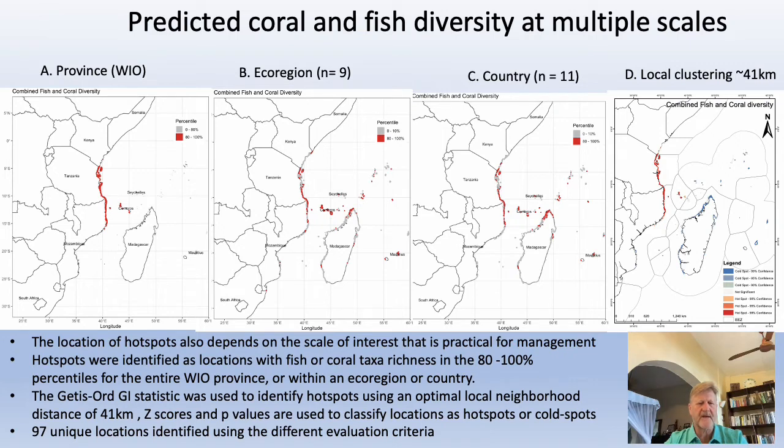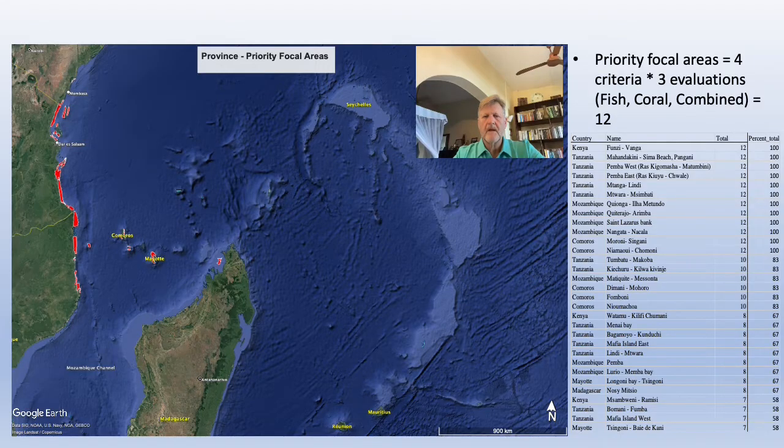That is the density of spots within this 41-kilometer step length. And this tells you where there are areas of dense high biodiversity within these 6 square kilometers. So each of these has a slightly different prioritization, whether you're looking at the whole province, the ecoregions, and the countries, and whether they're clustered or not. This would be an example for the whole province. These would be the top sites, many of them fitting all 12 criteria, some of them a few less.